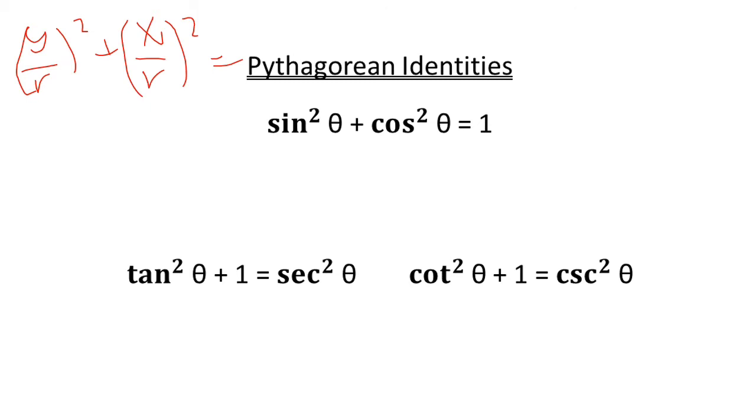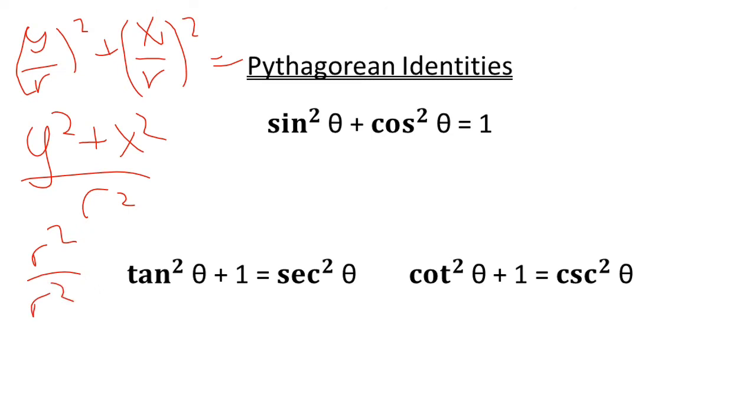Now we have the same denominator, so we can add these. So we end up with y squared plus x squared over r squared. Now, we already know from prior knowledge that y squared plus x squared is equal to r squared. So what you end up with is r squared over r squared, which is 1. So that's a nice to know and a need to know. You don't need to prove this, but just in case you're wondering how these squared equals 1, that's the reason why.